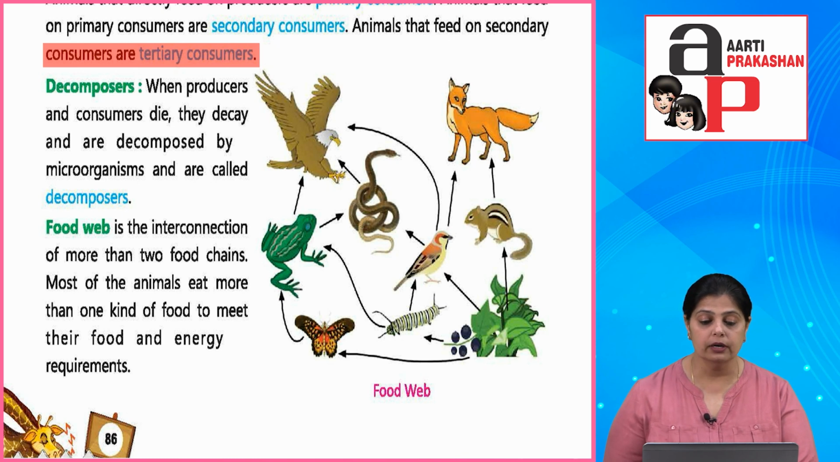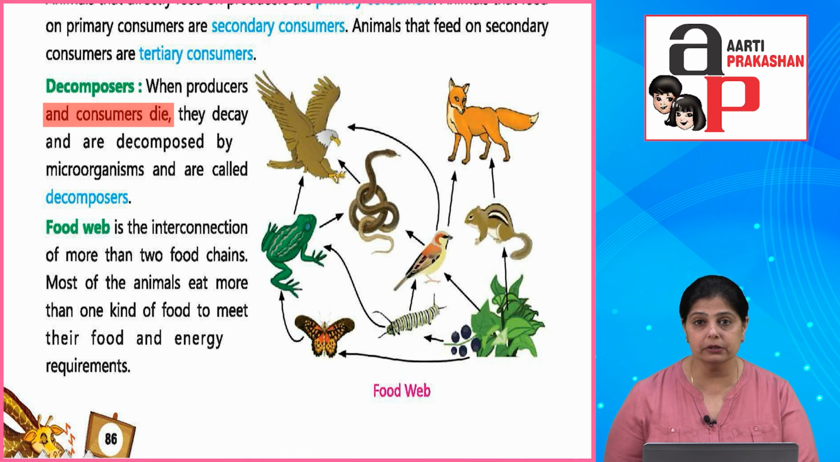Okay, so now let's talk about decomposers. When producers and consumers die, okay, मतलब plants and animals, okay, the animals that consume them, they die, they decay, and then they are decomposed by microorganisms. And ये microorganisms जो होते हैं उनको कहलाया जाता है decomposers.